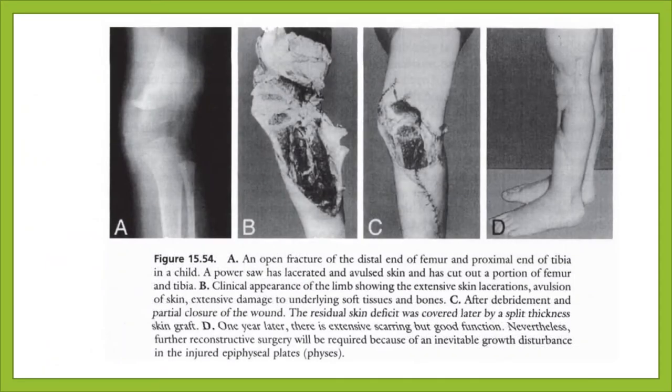Figure 15.54. A. An open fracture of the distal end of the femur and proximal end of the tibia in a child. A power saw has lacerated the skin and cut out a portion of femur and tibia. B. Clinical appearance of the limb showing the extensive skin laceration, avulsion of skin, and extensive damage to underlying soft tissue and bones. C. After debridement and partial closure of the wound, the residual skin deficit was covered later by a split-thickness skin graft. D. One year later, there is extensive scarring but good function. Nevertheless, further reconstructive surgery will be required because of an inevitable growth disturbance in the injured epiphyseal plates, the physis.